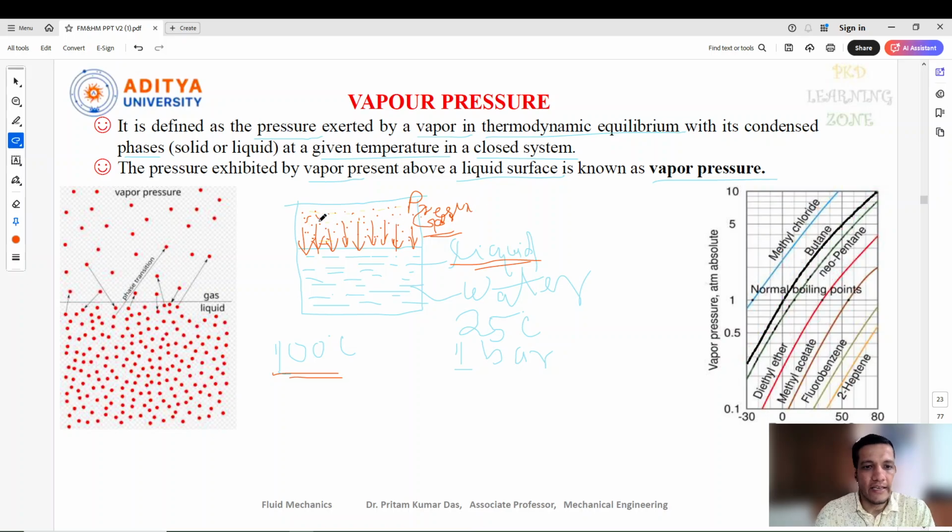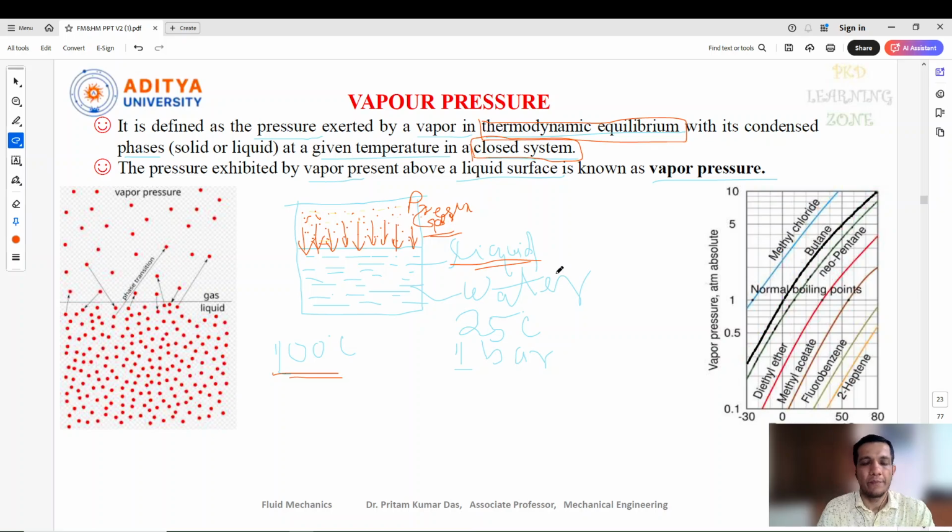And the second thing is, when this vaporization started, the air molecules started moving here and there. Due to this movement, there is a collision between the air molecules, and this collision also makes an impact, that means pressure creation. That pressure gives an impact on the surface of this liquid, and that is known as the vapor pressure. And as I told you, first we need to see the thermodynamic equilibrium condition, and it should be taken in a closed system.